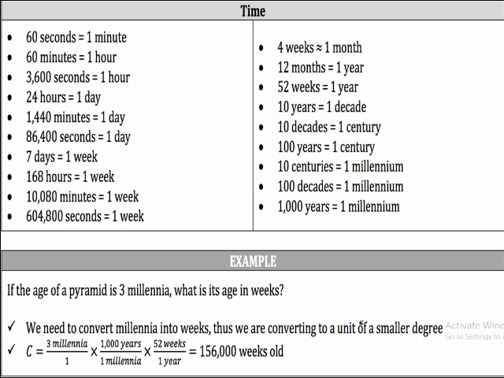So one example they have given: if the age of a pyramid is 3 millennia, what is the age in weeks? Obviously you can find out. 3 millennia means 3 into 1000 years into 52 weeks. Clearly you can see, 156,000 weeks. There shouldn't be any problem in this.